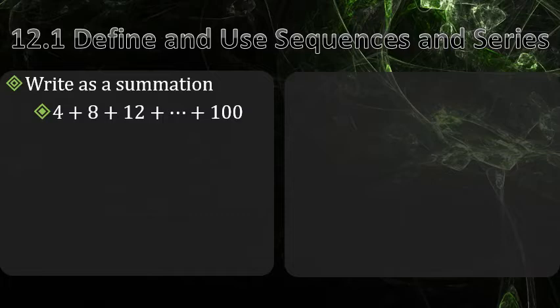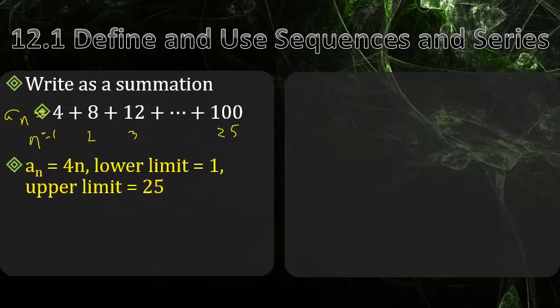So write as a summation, 4 plus 8 plus 12 plus ... plus 100. So we need to figure out what our rule for the nth term is. So these are the a_n's, and n's are 1, 2, 3. So notice if I take this n and I multiply them by 4, I get the a_n. So 1 times 4 is 4, 2 times 4 is 8, 3 times 4 is 12, and so on. Oh, if that's the case, then what times 4 makes 100? 25 times 4? So that means my rule is 4n.